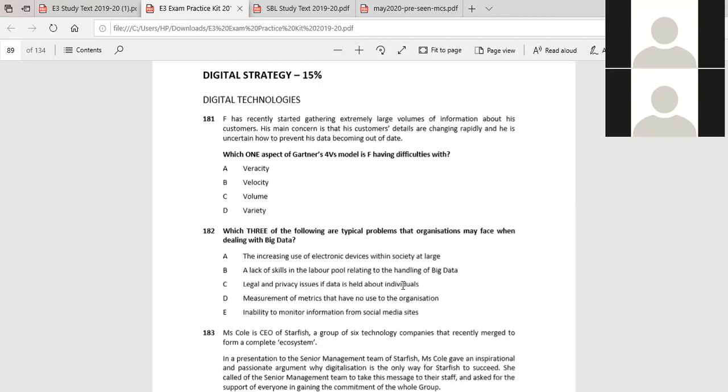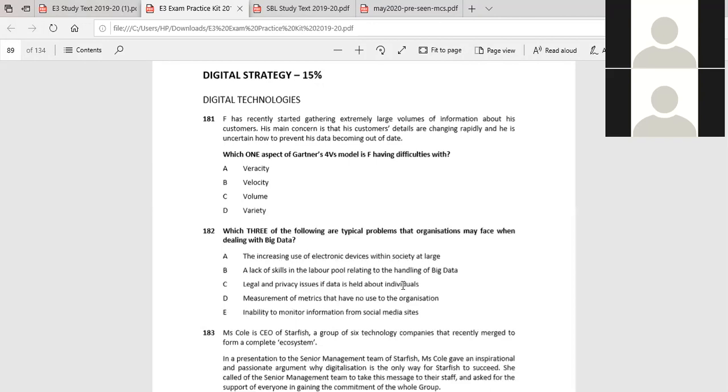What is veracity? The truthfulness of it. Velocity is the speed with which the data changes. Volume is the size of the data. Variety is the various types of data, conventional, published, quantitative, qualitative, all that.